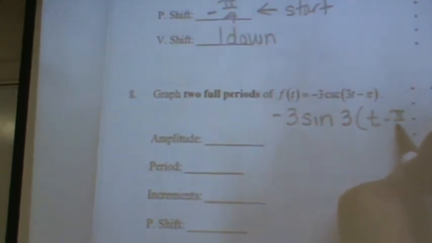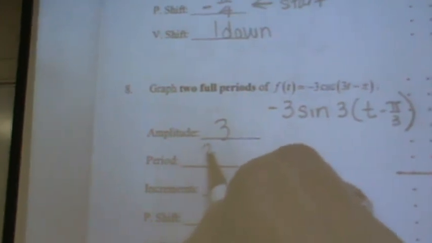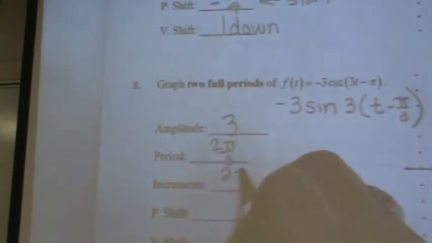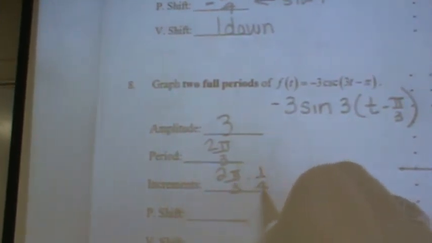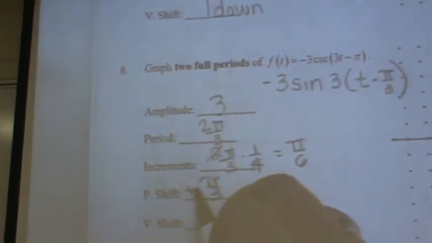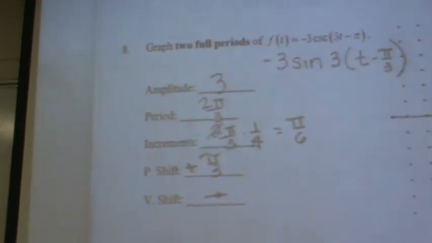Last one on this set, you're going to graph the sine curve. Pull out the 3. Your amplitude is 3, your period is 2 pi over 3. Cut this into 4s, which is pi over 6. This is a phase shift, pi over 3 to the right, I'm going to just write plus pi over 3, and there is no vertical shift. There's no up or down.